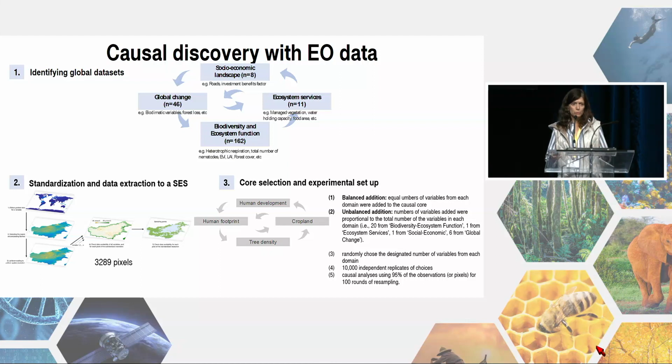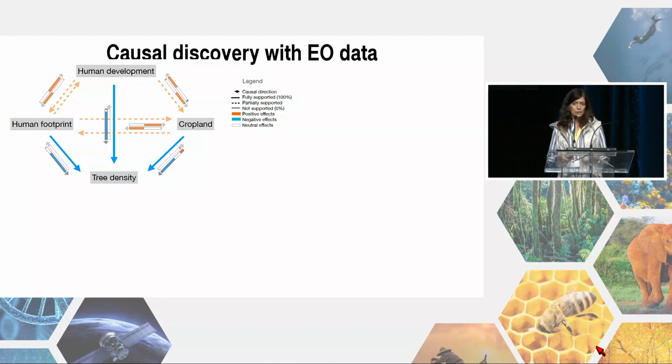We added variables, first in a balanced addition, 1 variable at a time, to see if the causal strength and the directionality of the causality would stay the same. And then we did it in an unbalanced way that depicted the proportion of variables that we were able to retrieve for each one of the domains, and see if that also affected what kind of causal links we would be able to unveil with this. And we did this 10,000 times, and these are the results.